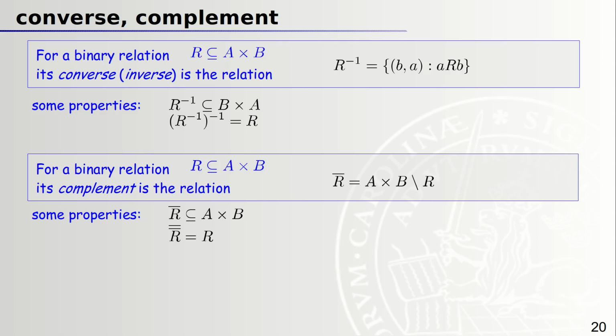Unlike the converse, the complement has the same direction as the original relation. If R is a relation from A to B, then so it is its complement. However, similar to the converse, the complement of the complement is the original relation again.